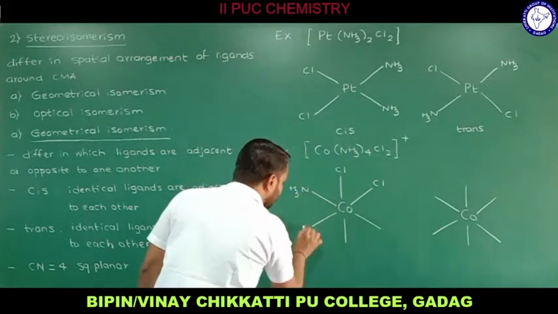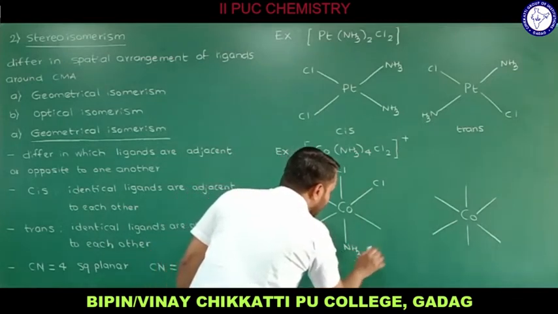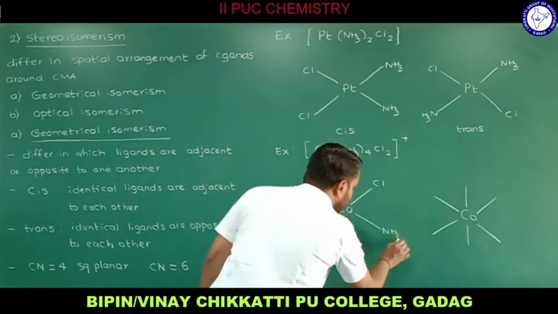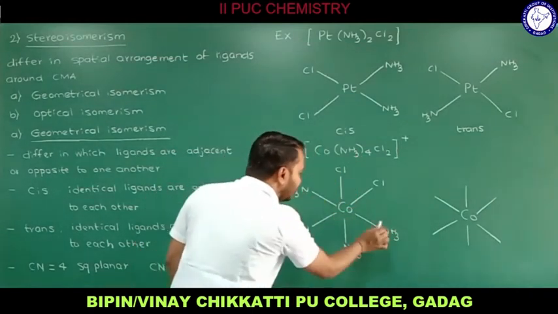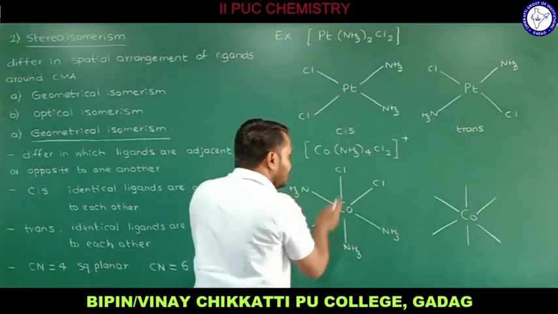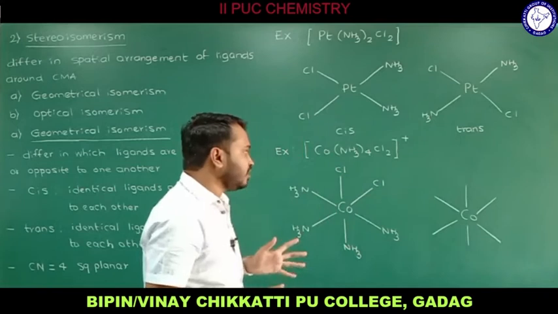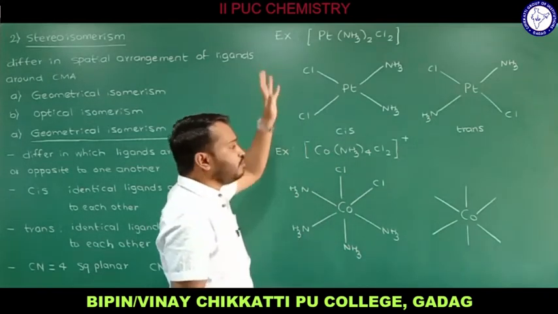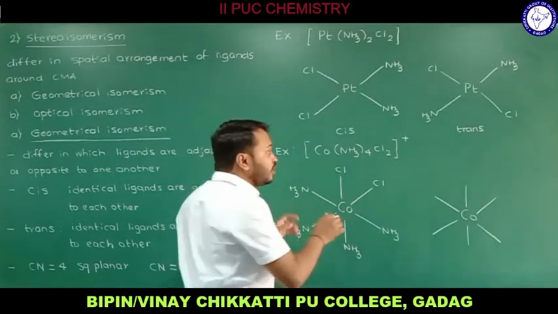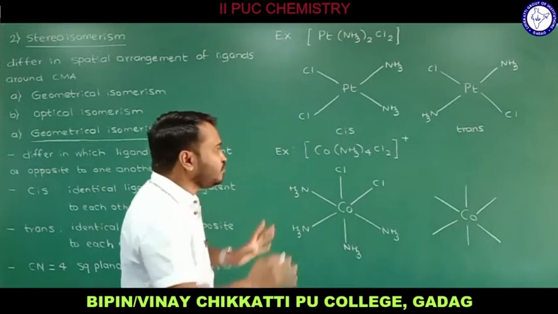As I mentioned, there is a bond between nitrogen and cobalt, therefore you are supposed to write nitrogen in this fashion. All the NH3 are identical ligands, present adjacent to each other, and Cl is also an identical ligand, also present adjacent to each other. But the previous example was a neutral complex, and we don't have any charge over there. In this particular example, we have a charge. Don't forget that; we need to mention the charge also.